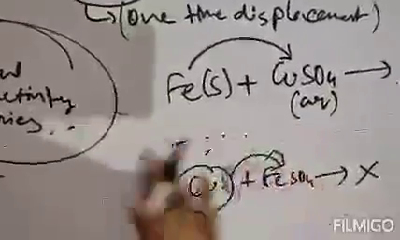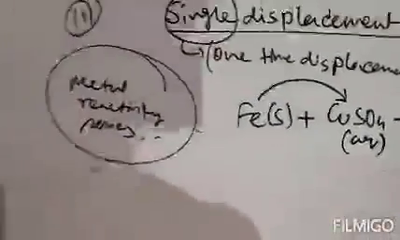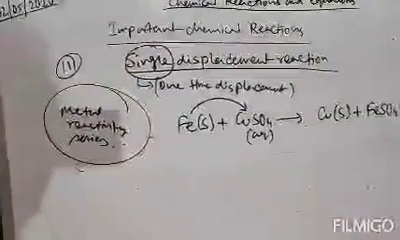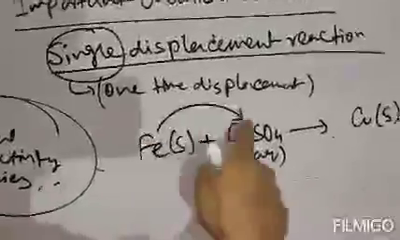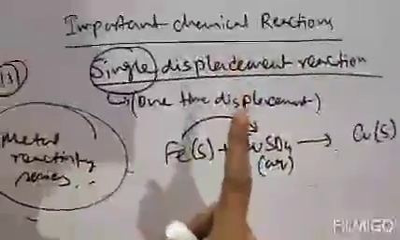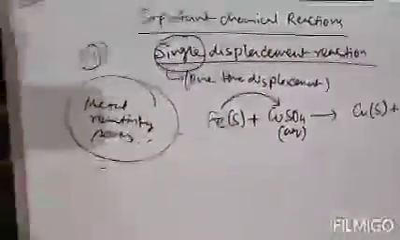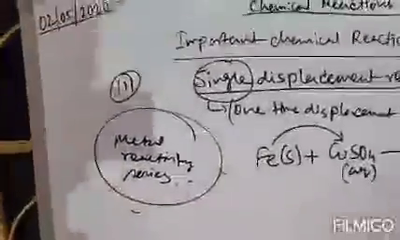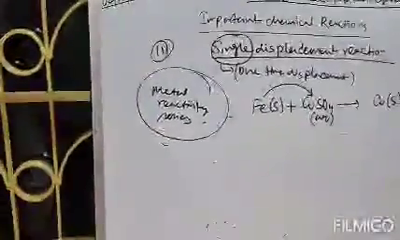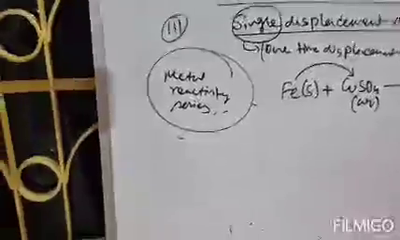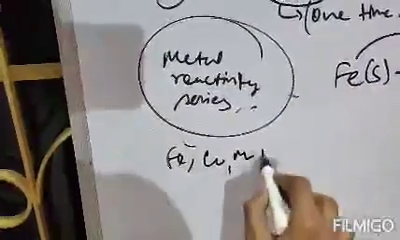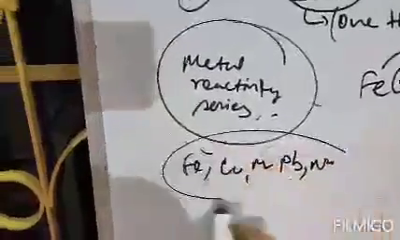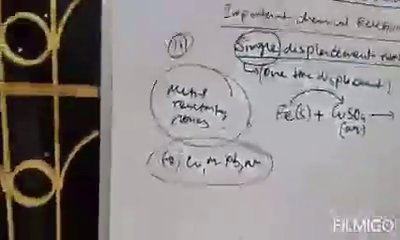Clear? So always a highly reactive metal will displace a less reactive metal from its salt solution. Here displacement takes place only one time, that is, Fe displaces just copper. It is a one time displacement, that's why it is termed a single displacement reaction. Now the reactivity series I told you about: there are many metals, for example Fe, copper, Mg, lead, sodium, and all these metals are arranged according to the metal reactivity series.